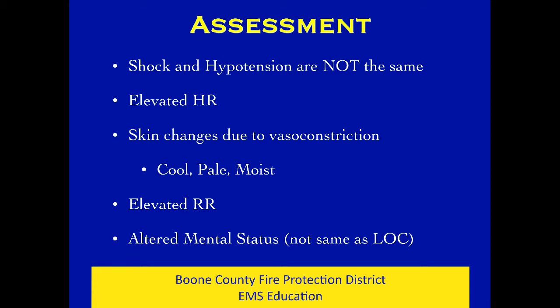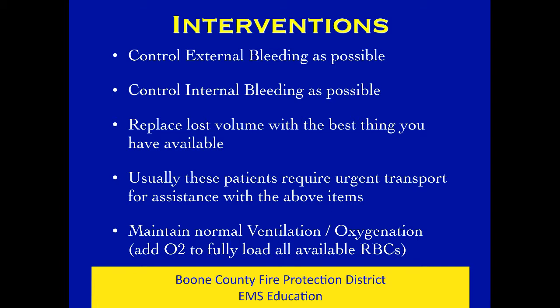So you can have a blood pressure of 120 over 80 and still be in shock. You're just still in compensated shock. Once that hypotension shows up, now you're in decompensated shock. So what do we do? What do we do about loss of volume?